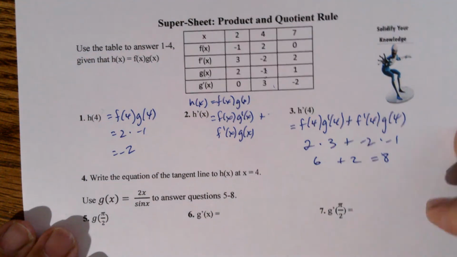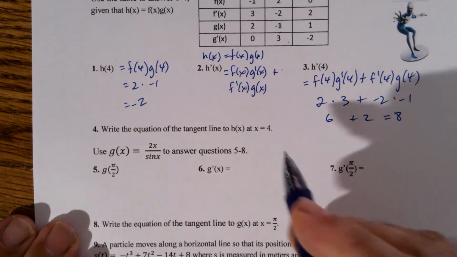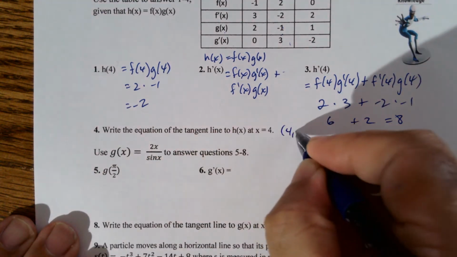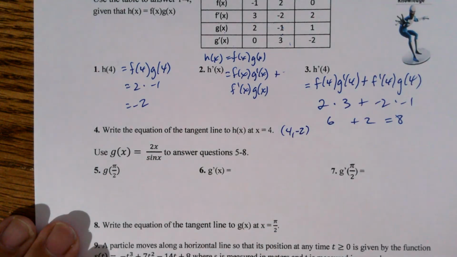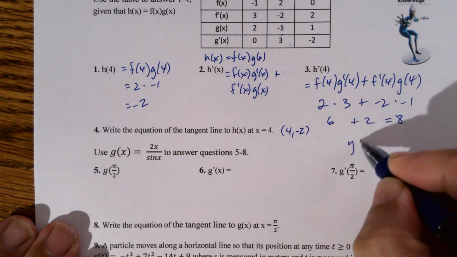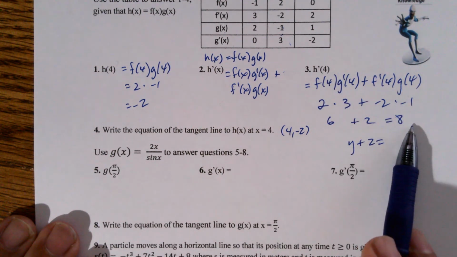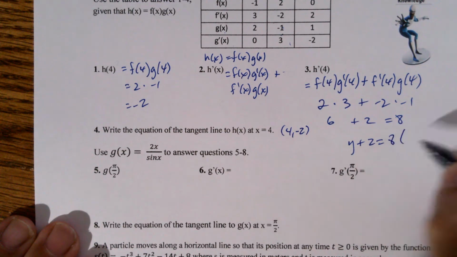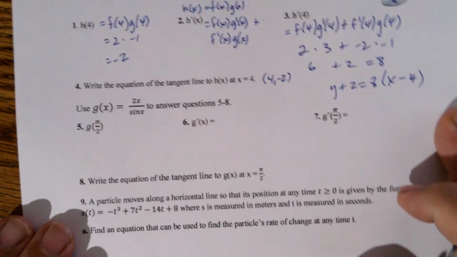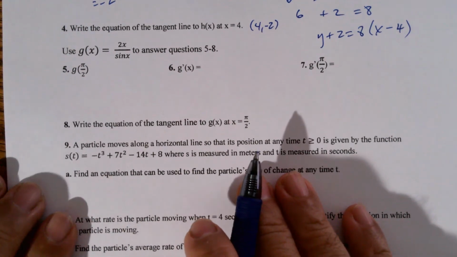That's it. Then it says write the equation of the tangent line at h of x at x equals 4. Remember at x equals 4, h of 4 is -2, so that's the point, 4, -2. And the equation is y minus the y1, so that's plus 2, equals, now I need the slope. And remember at h prime of 4, the value was 8, so that's the slope. And then x minus the x value, which is 4. All right, that's it.